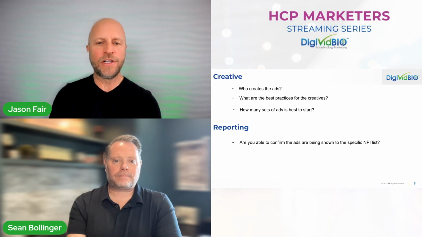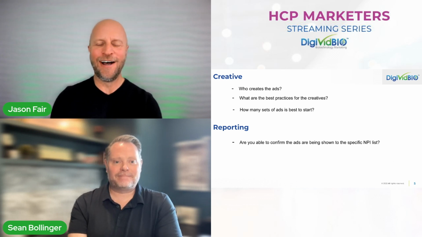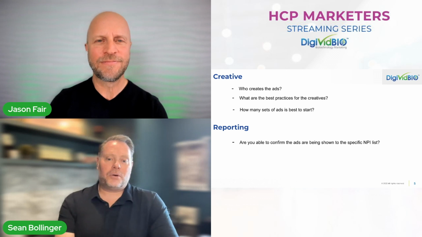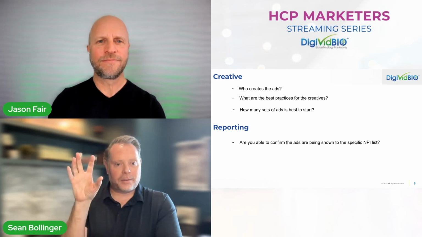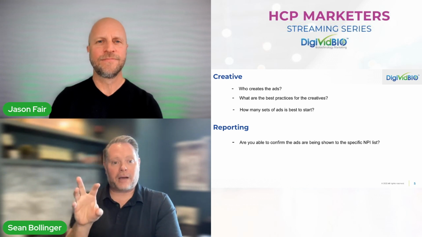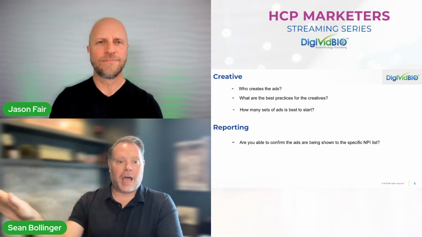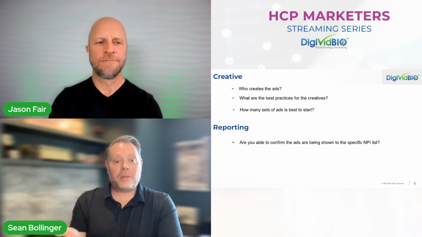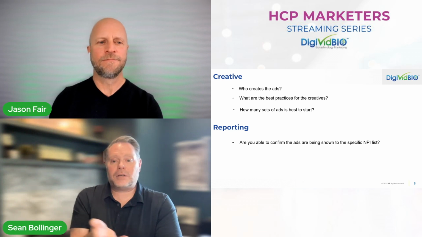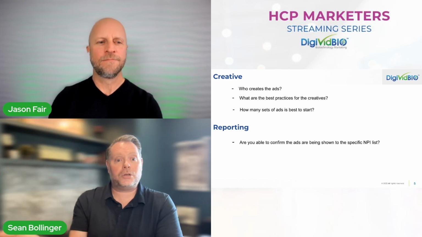And then specifically, are you able to confirm the ads are actually being shown to that specific NPI list? And I know we kind of touched on it, but if you want to further explain that, that would be great. Absolutely. So we start with the audience that we're going to target. We tell the platform that this is who we want to target, run ads. And then when we pull the reporting, we basically come full circle, and the platform then says, okay, here's the ad that was served, here's when it was served, and here it was served to.